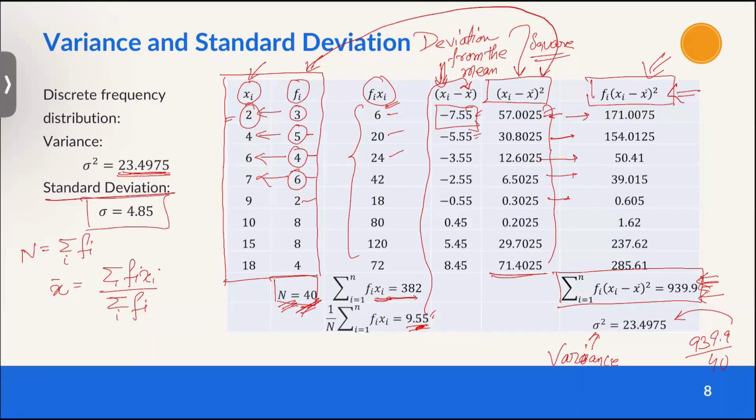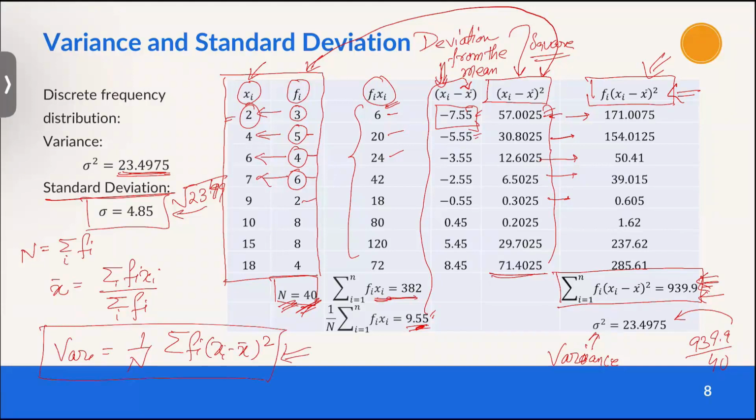And how will we calculate standard deviation? Standard deviation will be just the root over 23.4975. Okay. So we'll get this value 4.85. So what was the formula for variance we have used? Variance is equal to 1 by n summation of fi times xi minus x bar whole squared. Okay. This is the formula for variance which we have used. So we have taken the sum and then divided it by n, which is 40 in this case. Okay. So this is how we calculate variance and standard deviation for a discrete frequency distribution.